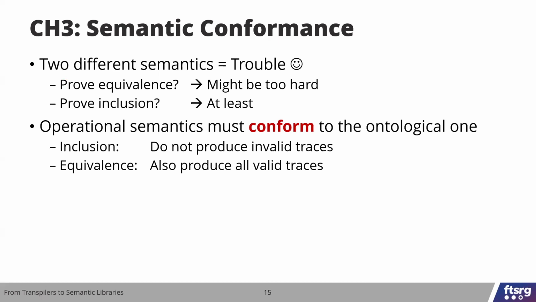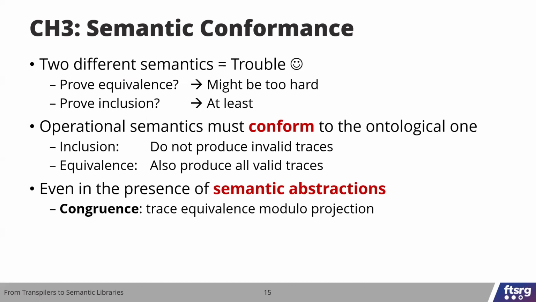So in this case, the operational semantics must conform to the ontological one. So it must be included as in the original semantics. So this operational library cannot produce invalid traces. That is the minimal requirement we must have. But we should also try to think about a way to actually prove the equivalence between the two, and try to prove that our operational library can produce all of the original valid traces.